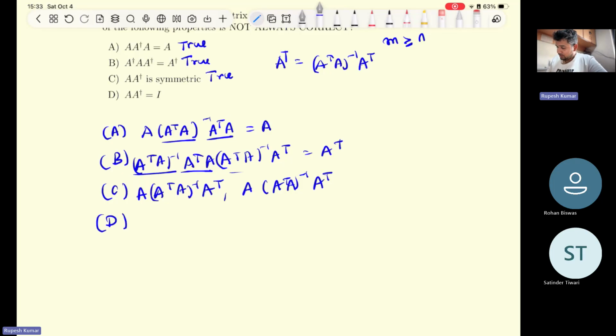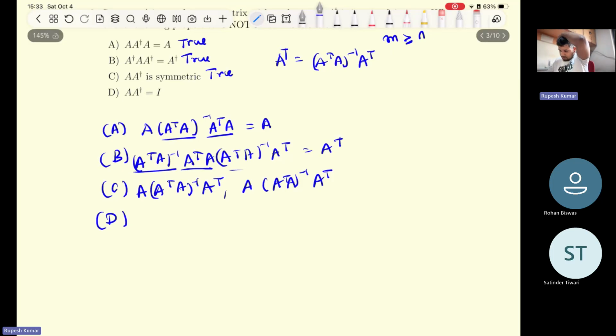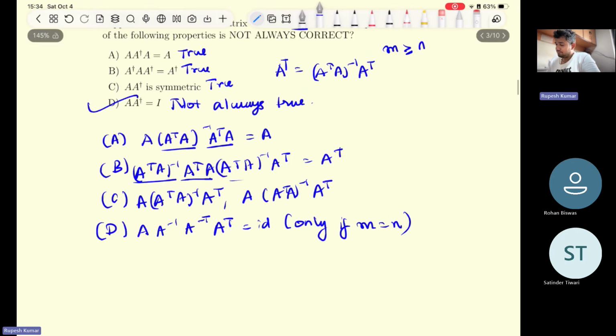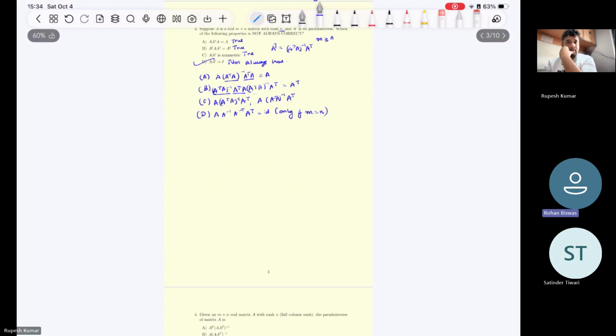And then option D says it has to be identity. Let's see. No, it won't be identity always, right? If A is square, then it will be identity. A inverse, inverse transpose, A transpose, and then it will be identity. Only if it is square, right? So not always true. Anyone, do you have any doubts in this problem? No, sir. Right.